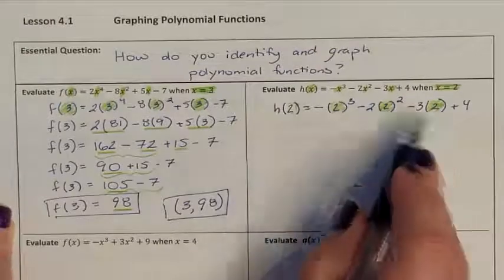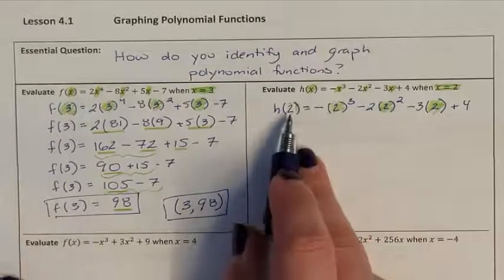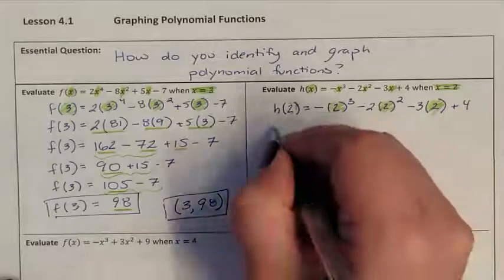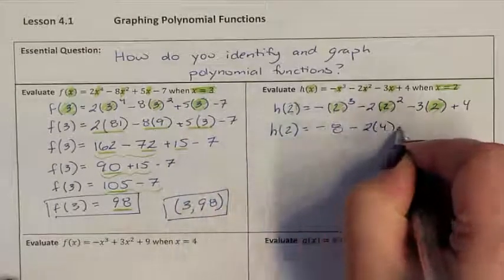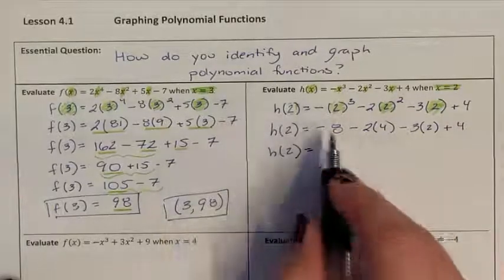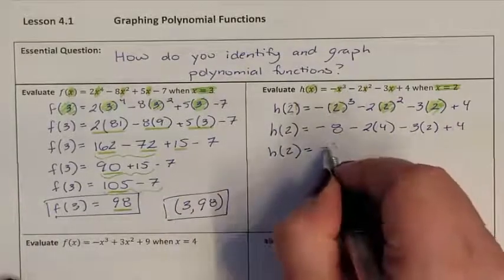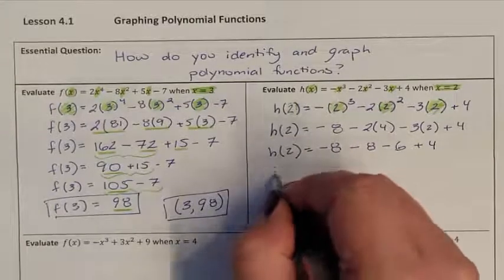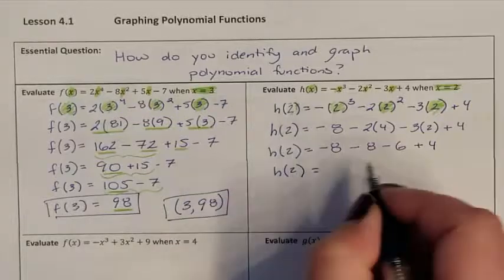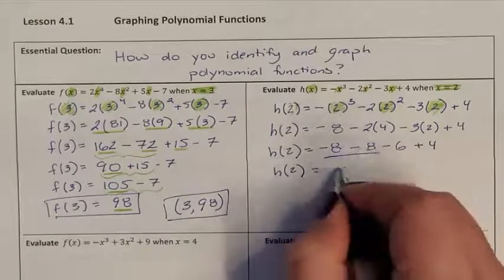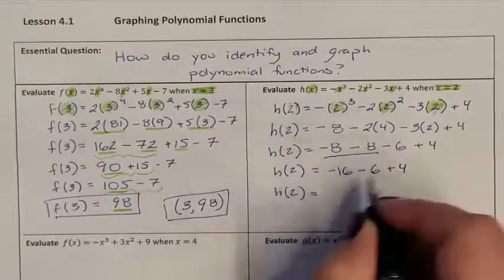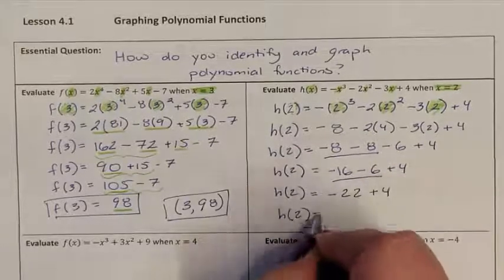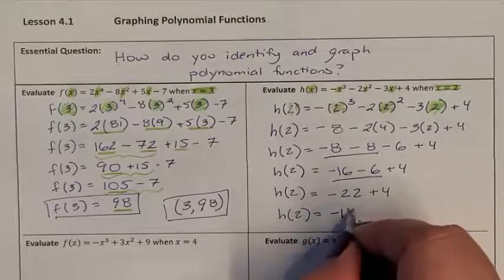The minute I put 2's in for x, this should have said h at 2 to tell me that I was evaluating at 2. So now we're going to go ahead and solve. So the first thing you need to do is exponents. Next thing I need to do is multiplication. Now I'm going to go through and add and subtract from left to right as I see it. So negative 8 minus 8 is a negative 16. Negative 16 minus 6 is a negative 22. Negative 22 plus 4 is a negative 18.